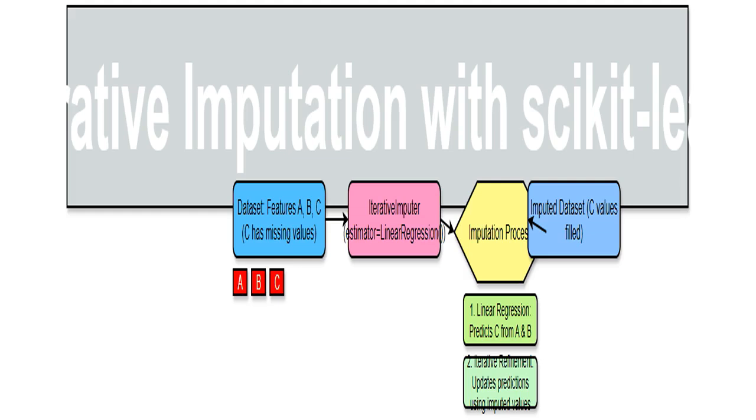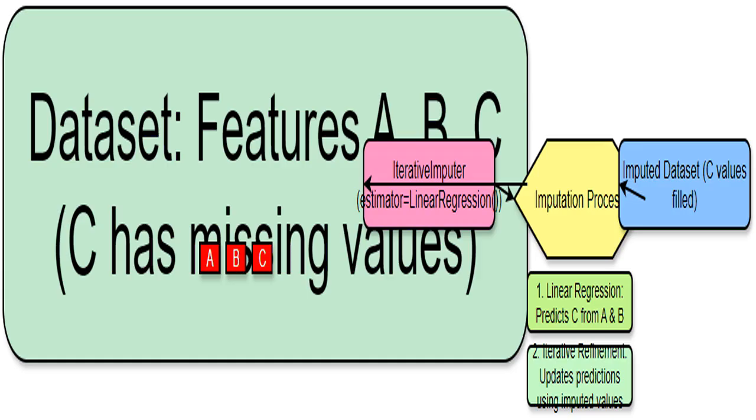I'm using Sklearn's powerful IterativeImputer tool to handle missing data. It's a super cool way to fill in blanks using iterative methods. I have a dataset with 3 features, A, B, and C. Feature C has some missing values. We need to figure out how to fill them in intelligently.